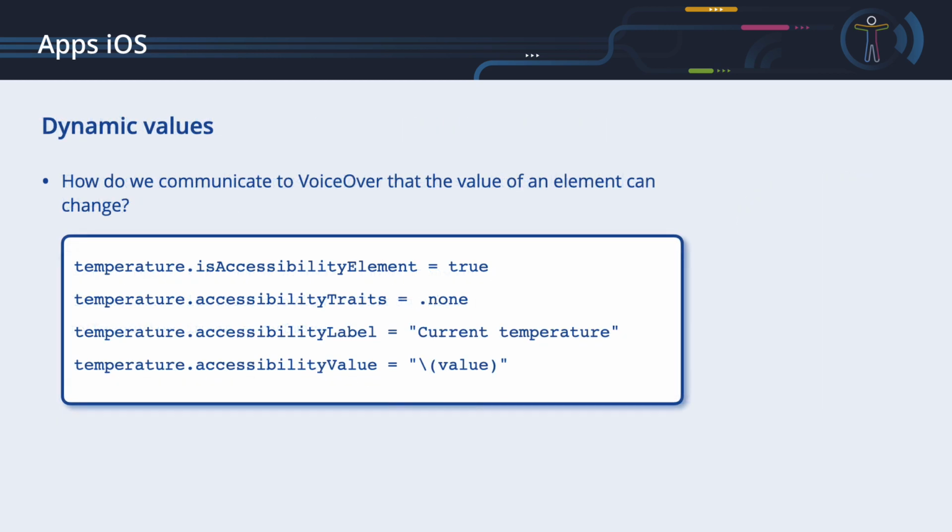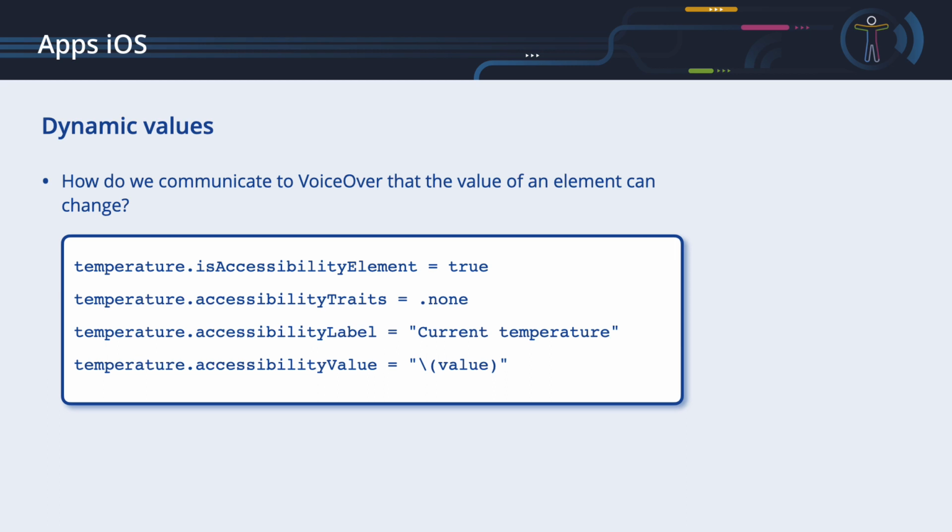Dynamic values. We have now seen simple labeling, but how do we communicate to VoiceOver that the value of an element can change? The first line of the program code makes the user interface element visible to VoiceOver. For UIKit classes that present information, like UILabel, UIButton, UIImageView, etc., the default is true. If the default value is false, we need to set the value for isAccessibilityElement.